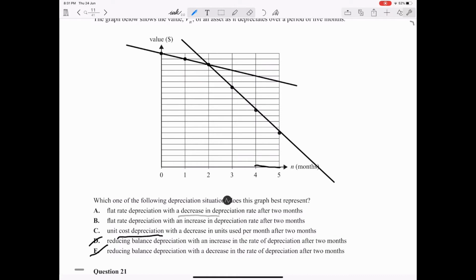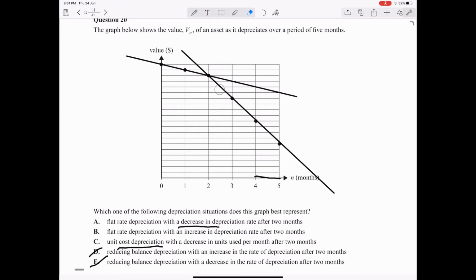As we can see, there is an increase in the value of the asset being depreciated. So the asset is being depreciated by more each month after 2 months. So therefore it'd be a flat rate depreciation with an increase in the depreciation rate after 2 months. So therefore B is the correct answer.